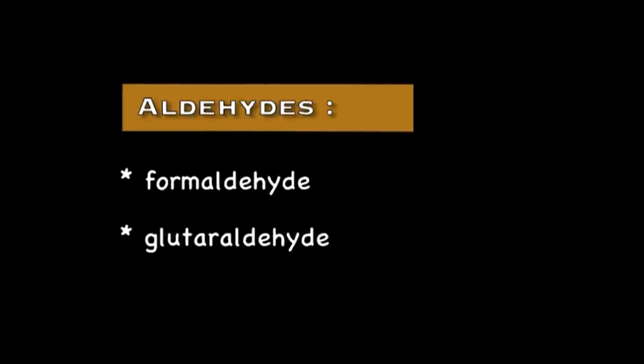Now we are going to discuss the role of aldehydes in combating microbial load. Aldehydes like formaldehyde and glutaraldehyde are mostly used as sterilizing agents. What they do is, they are basically alkylating agents. They intercalate with the nucleic acids and the proteins of the microbes, thereby executing their killing action.